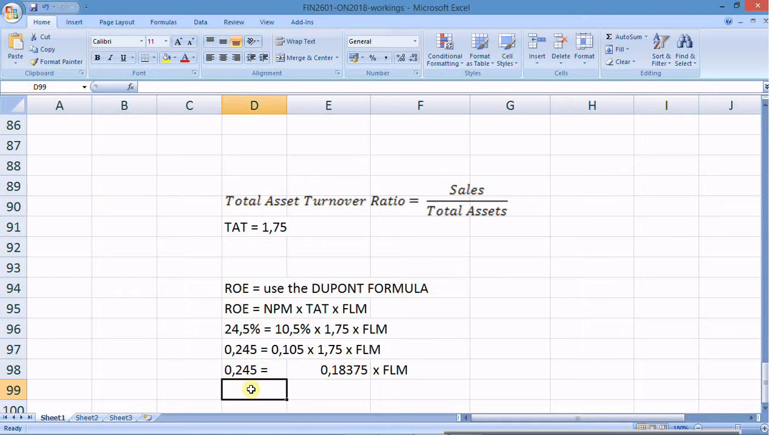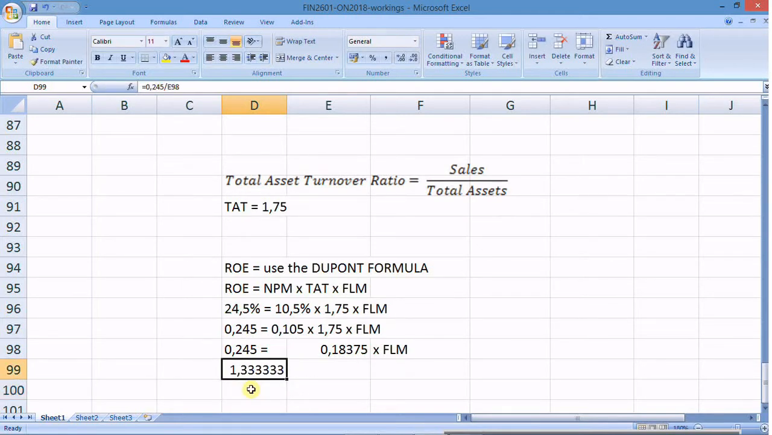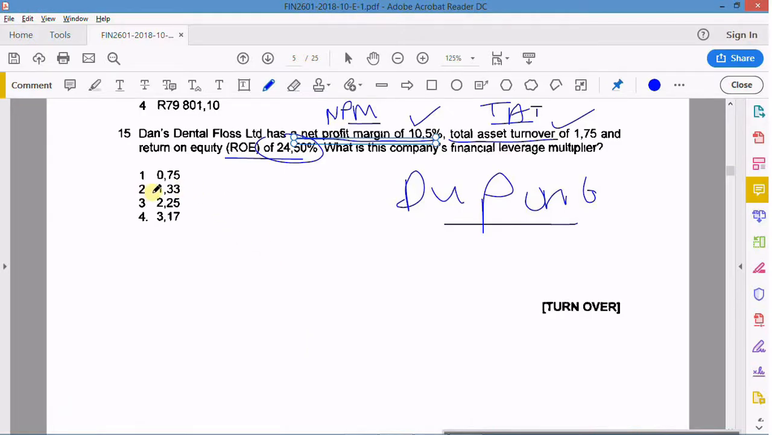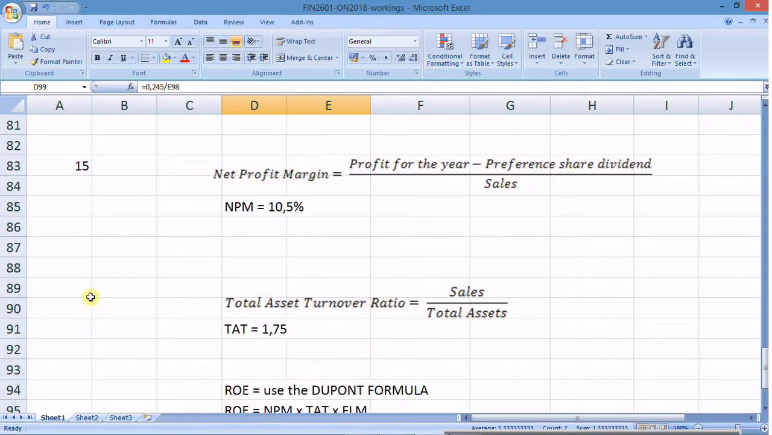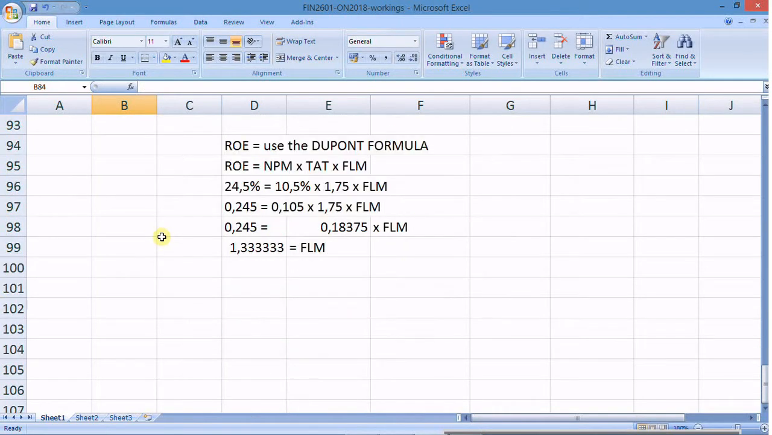What do you do with that? You take it to the left, which is divide. So 0.245 divided by that gives FLM. What is the financial leverage multiplier? 1.33. Option 2. This was question 15, right? Yes. That wasn't too bad. That's the technique, that's the approach.